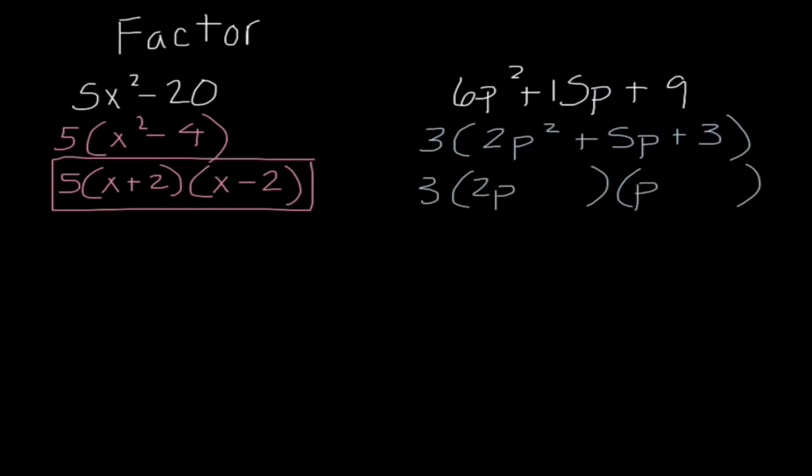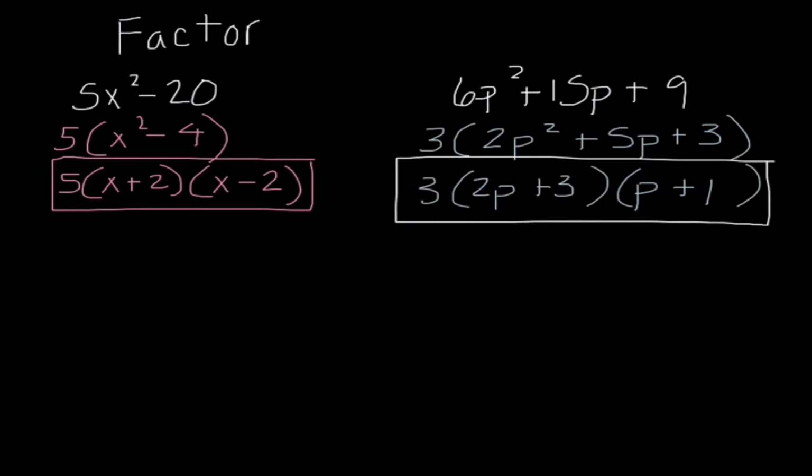I know the only way I can get 2p squared is by doing 2p and p. For 3, I think we're going to do 3 and 1. So let's try plus 3 and plus 1 and double check. 3p plus 2p is 5p. So this would be our final answer.